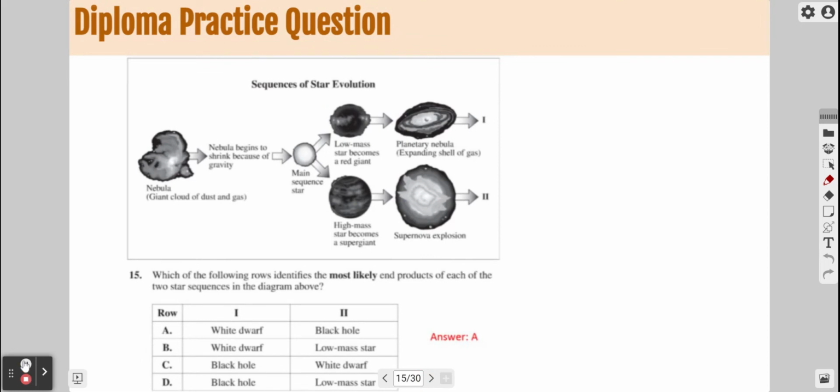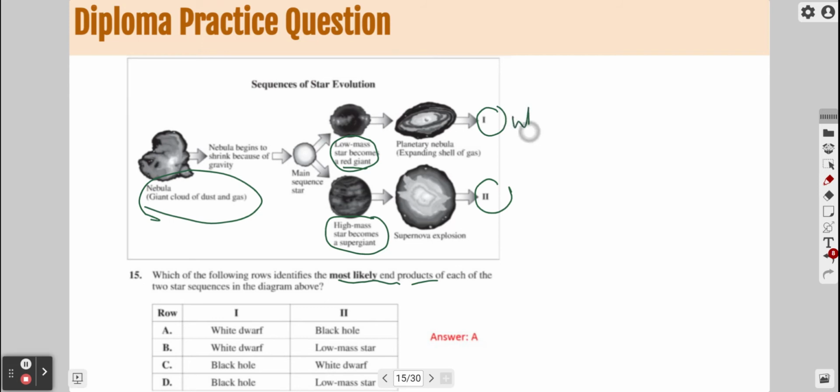Okay, it's handy. We just looked at what a low mass star's evolution is. So again, everything starts with that nebula of gas and cloud and dust. Then we have two stars happening here. So we have a low mass star, like our sun, becoming a red giant. And then we have a high mass star becoming a supergiant. Basically, what are each of these ending in? It says, which of the following rows identified the most likely end products of each of these two star sequences above? Well, we just saw that the low mass star turns into a white dwarf.